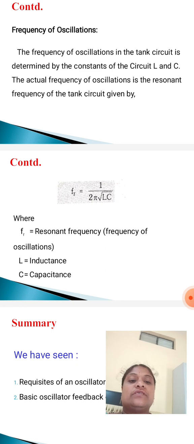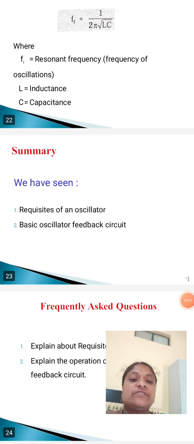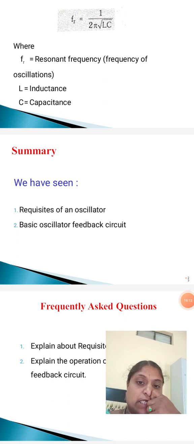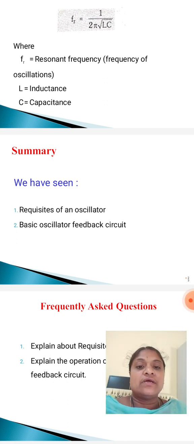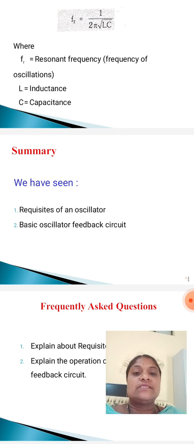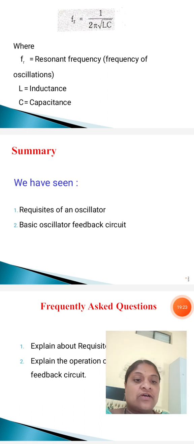Okay. So today's topics are completed. And next, summary of this presentation: we have seen requisites of an oscillator, or requirements of an oscillator, and the second topic is the basic oscillator feedback circuit.